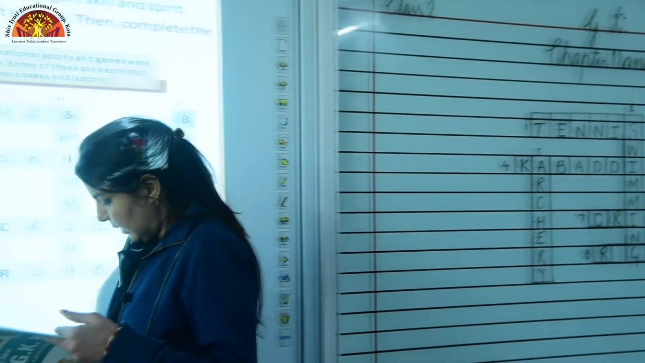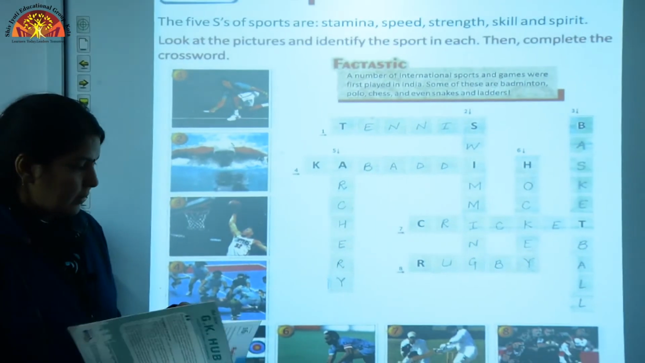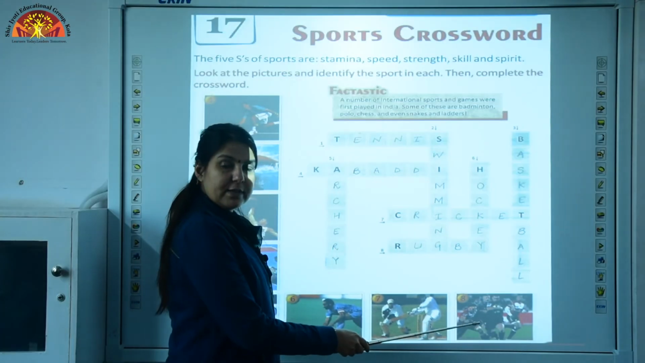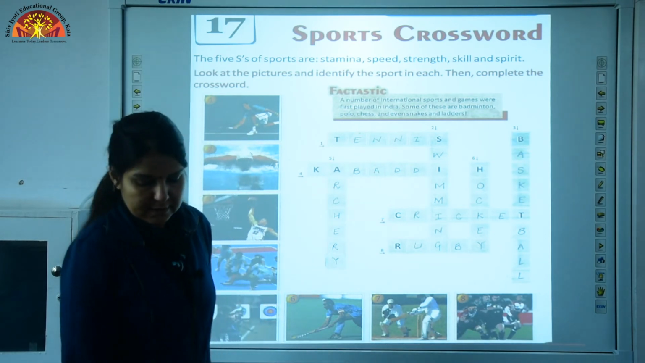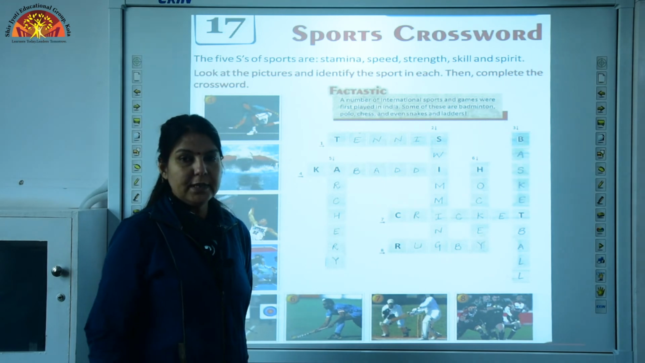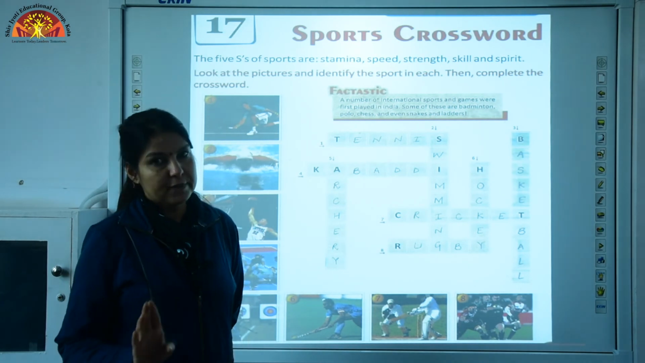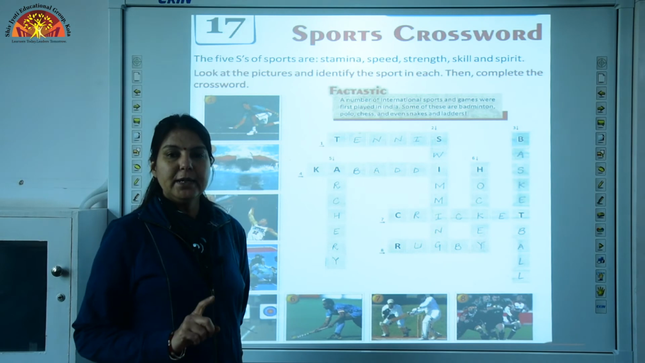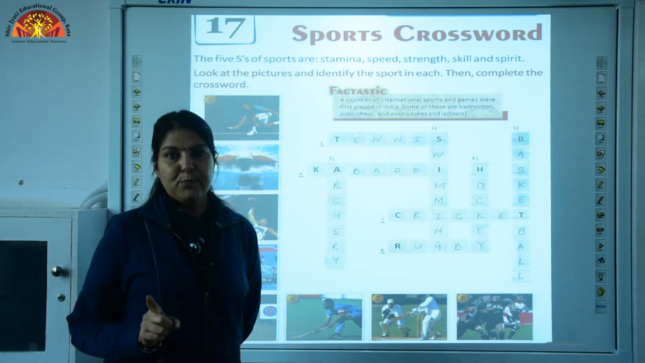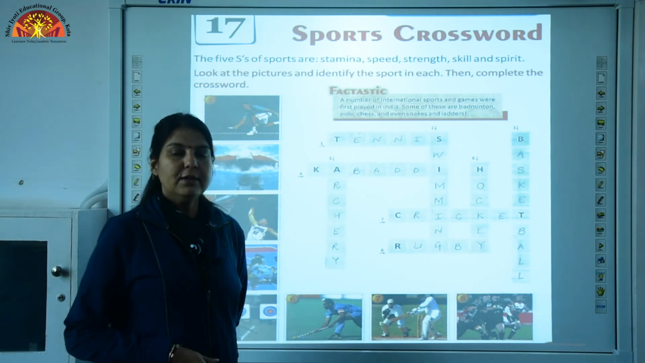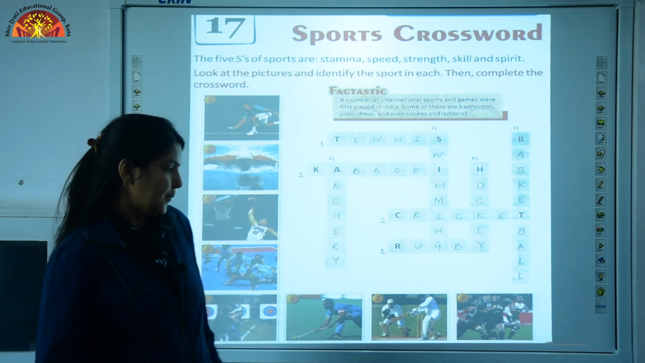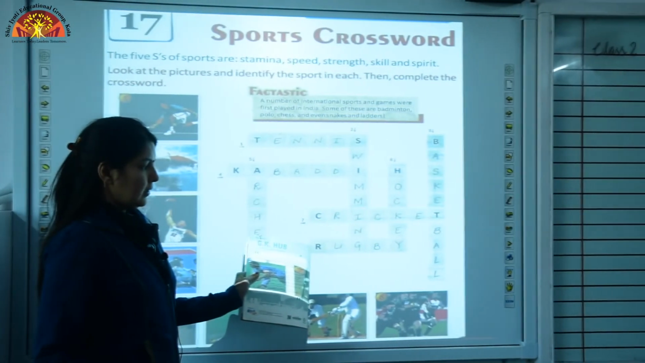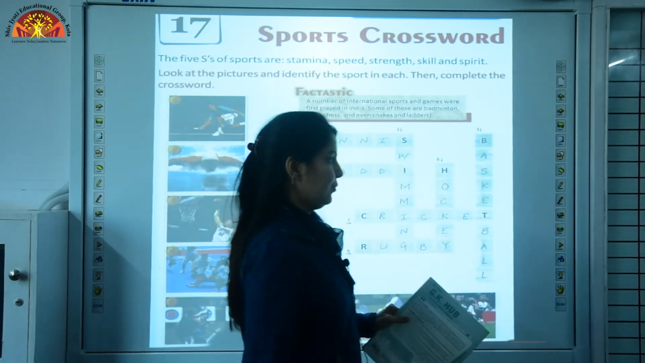Now the last game is on number 8. Which sport is this? This is rugby. This sport is played by 2 teams. Each team has 15 players and it is played with an oval shaped ball on a rectangular field. So now we will write the spelling of rugby. R is already written here, you can see. So we will start from U.